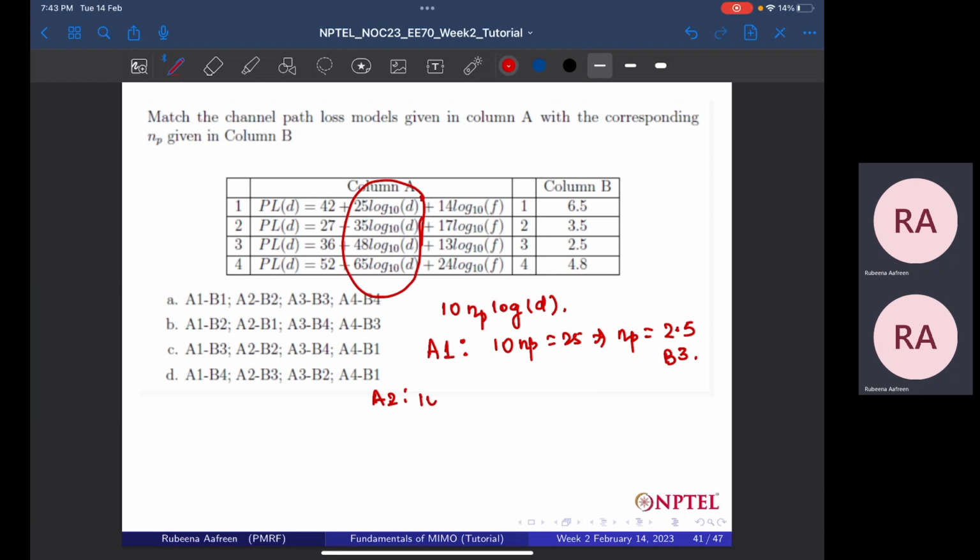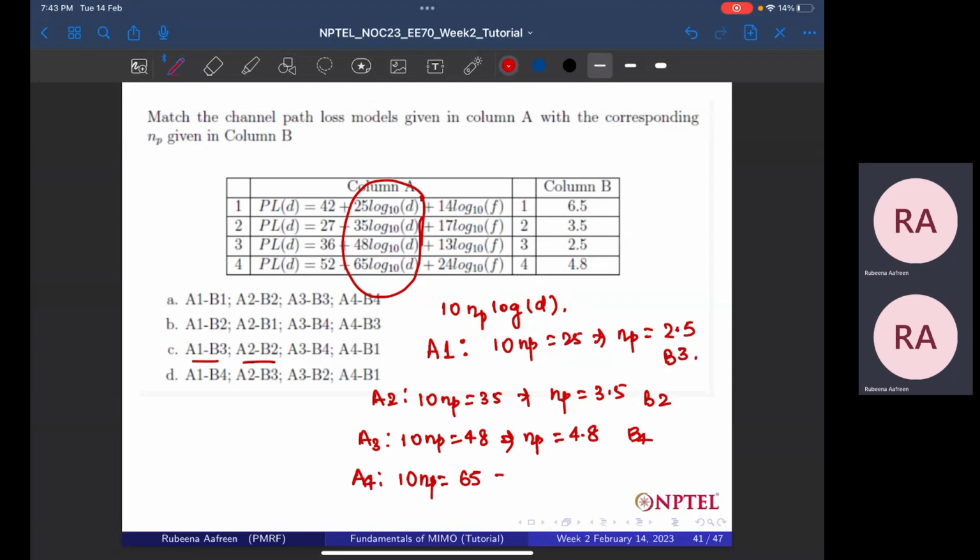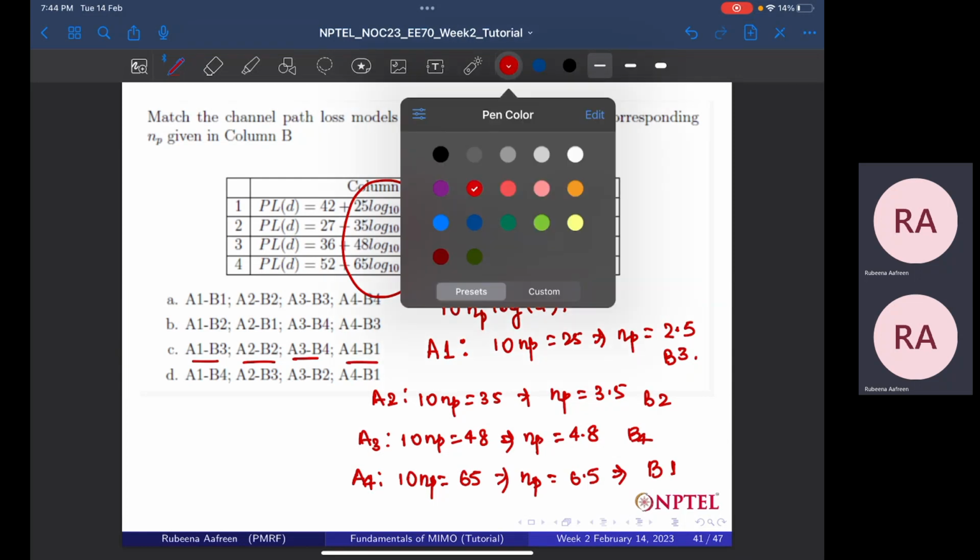For A2, we see 10 NP is 35. So NP is 3.5. That is B2. A1 is B3, A2 is B2. For A3, we see 10 NP is 48. So NP would be 4.8. 4.8 is B4. A3 is matched as B4. Then for A4, we have 10 NP equals to 65. So NP is 6.5. That is B5. So the correct option is option C.